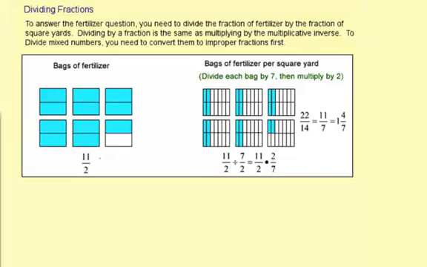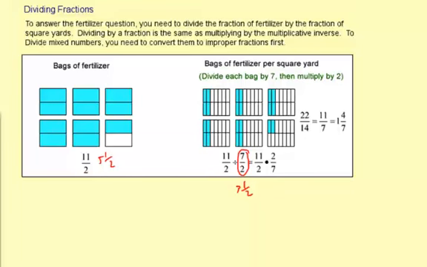So this 11 halves is the 5½ bags of fertilizer. And the 7 halves over here is the 3½ square yards. So when you do your division here, you're doing 11 halves divided by 7 halves. In the physical model up here, you can see you have 11 halves.